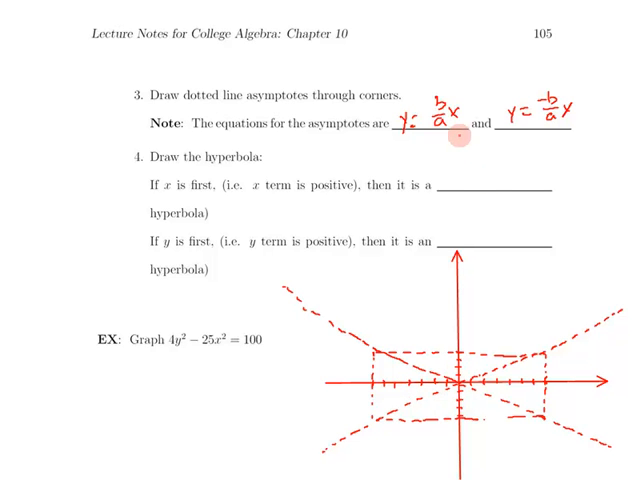Now you draw the hyperbola. If x is first, meaning if it's an x squared minus a y squared, then it is a left-right hyperbola. Now in our example, that's what we have. Scan back to the previous page. We had x squared over 49 minus y squared over 16 equals 1, which means it's going to be left and right. So it opens in the left and the right piece. If y had been first, it would have been an up-down, and we would have graphed it in the top and the bottom piece.